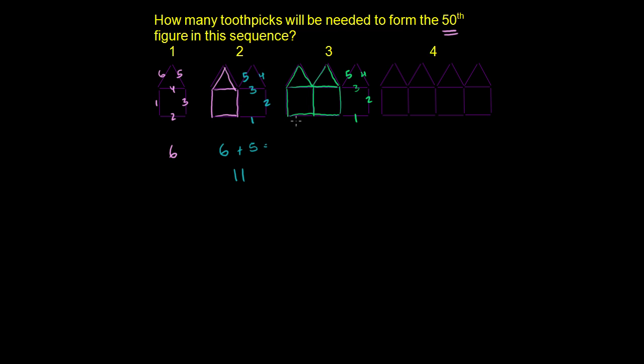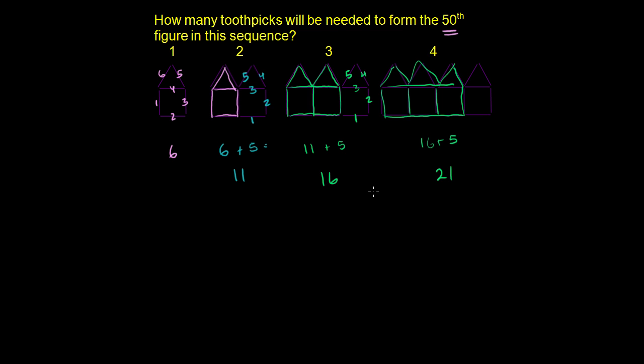So it looks like every time we add a new term to the sequence, or a new object to the sequence, we're adding 5 toothpicks. So here we're going to have 11 plus 5. There's 11 toothpicks in this part of it, and then we have another 5. 11 plus 5 is 16. Same thing over here. That part of the drawing is going to be 16 toothpicks, and then we're going to have another 5 right here. So this is going to be 16 plus 5, or 21.